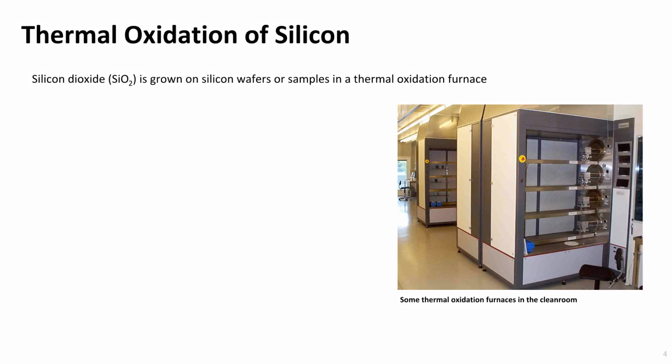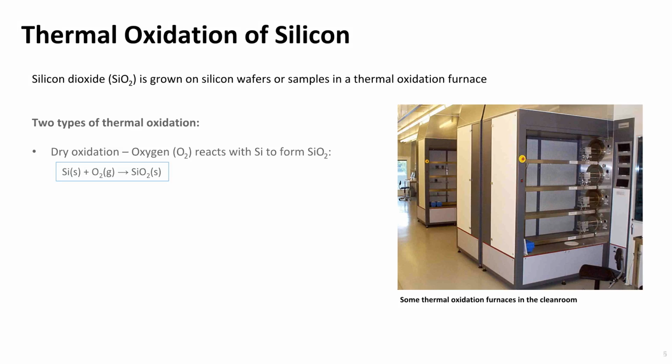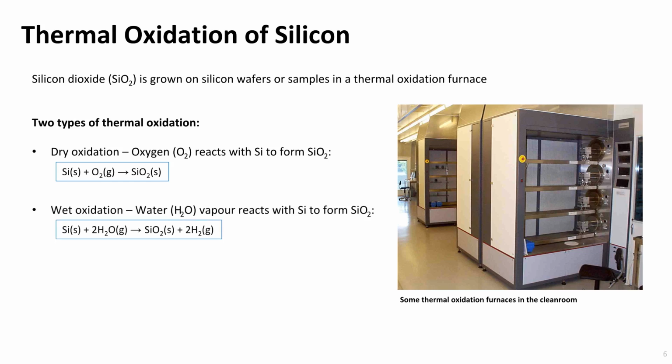Silicon dioxide, or SiO2, is grown on silicon wafers or samples in thermal oxidation furnaces. Oxidation processes can be divided into two methods: dry oxidation, where oxygen gas reacts with silicon to form silicon dioxide, and wet oxidation, where water vapor reacts with silicon to form silicon dioxide. Hydrogen gas is produced as a byproduct.